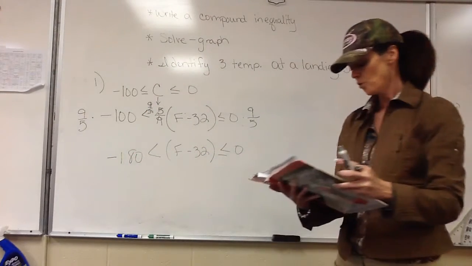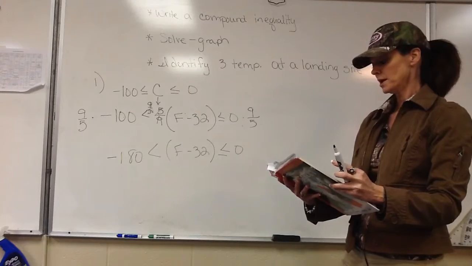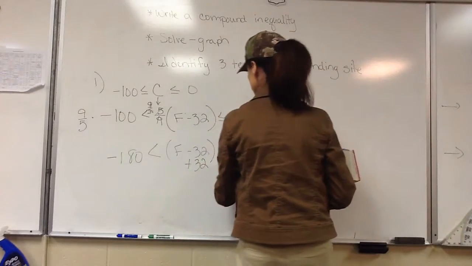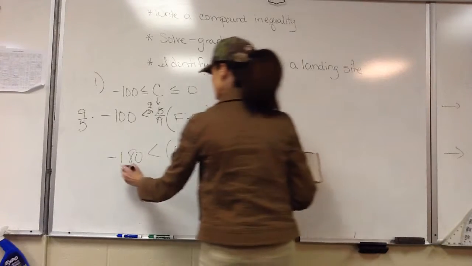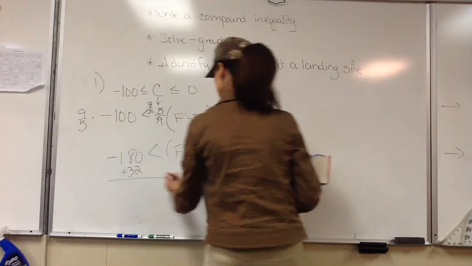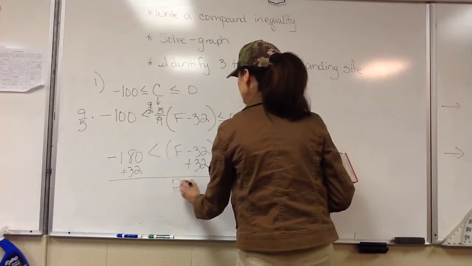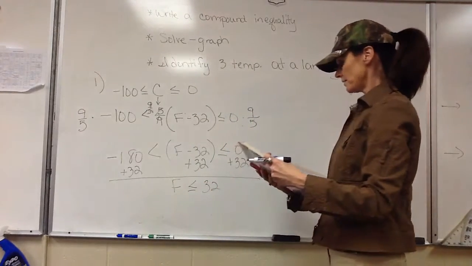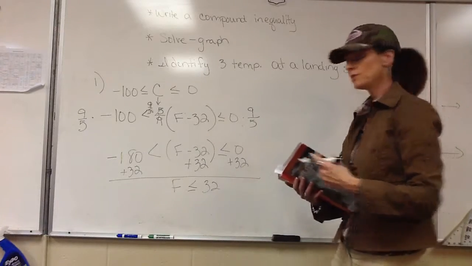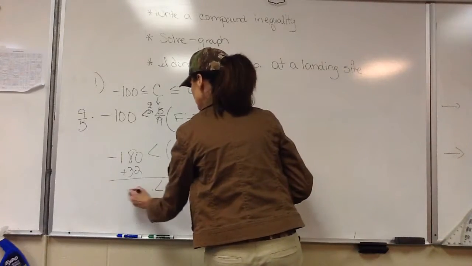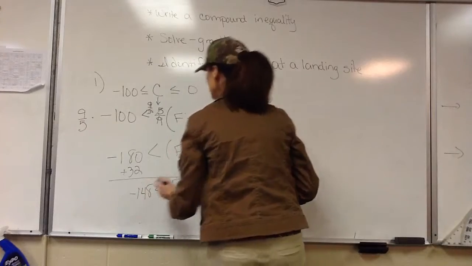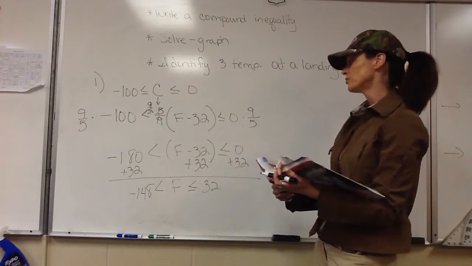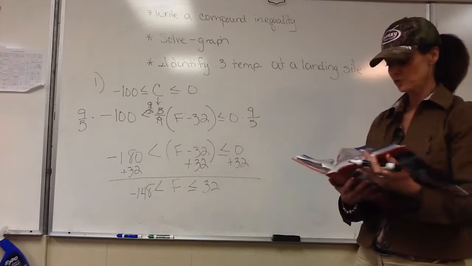And then from there, we are going to add 32 to all sides. So our F will be by itself, less than or equal to 0 plus 32, which is 32, and negative 180 plus 32 is negative 148. So in Fahrenheit, we see that our temperature ranges from negative 148 to 32 degrees.